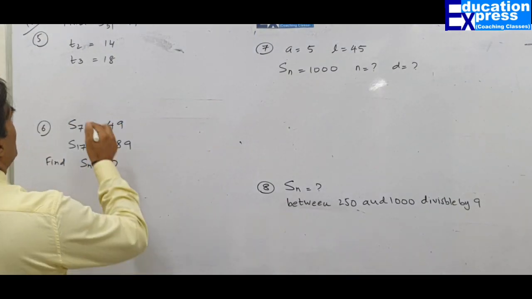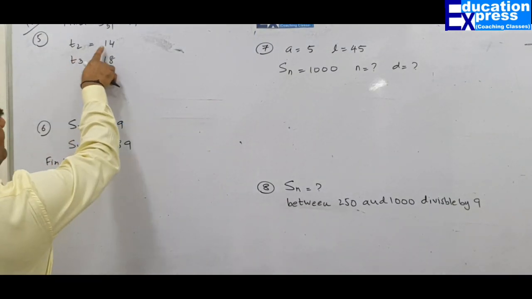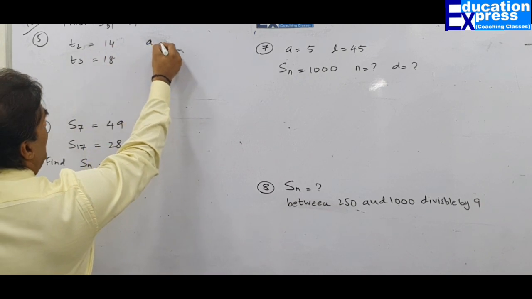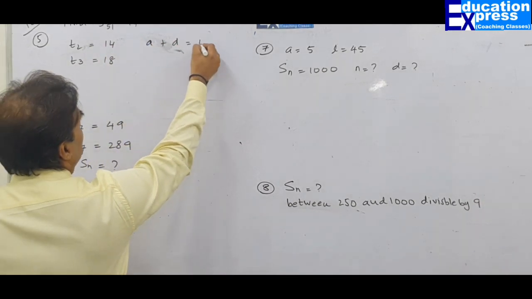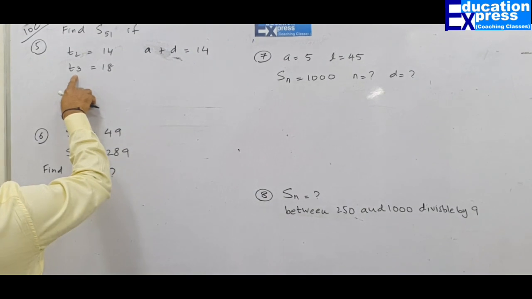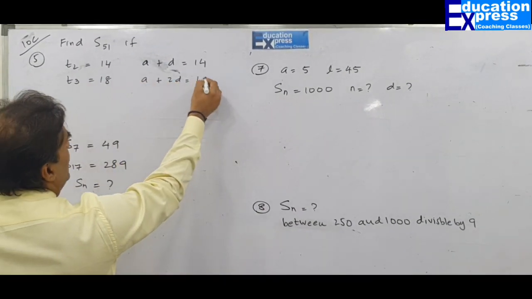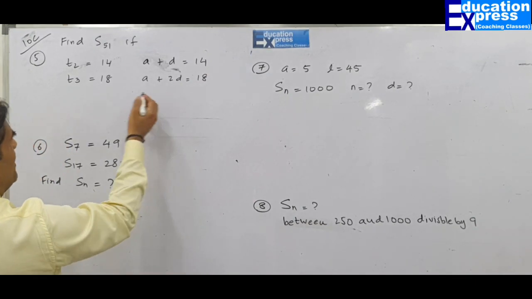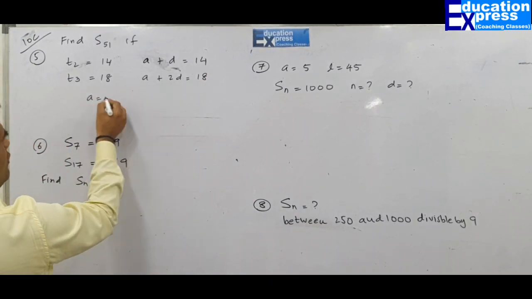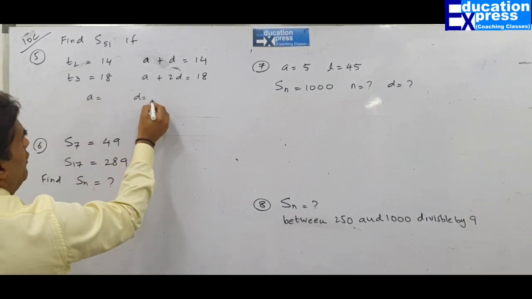See what is given to us. Second term is available to us. Second term means A plus D equals 14. Third term, T3 equals A plus 2D equals 18. We can solve this simultaneously. You get the value of A, you get the value of D.